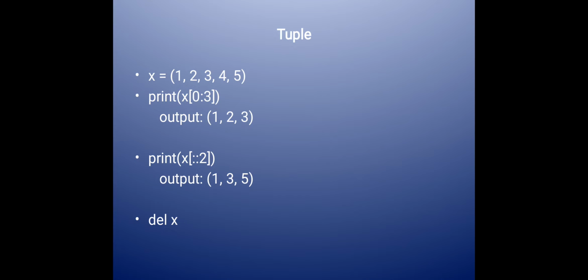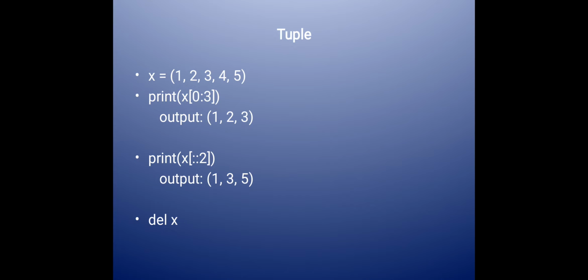Okay, next is x is equal to a tuple of elements 1 2 3 4 5. Print of x of 0 colon 3. So 0 is the start value and 3 is the stop value. That means start indicates the starting of that tuple and stop indicates the ending index of that tuple.